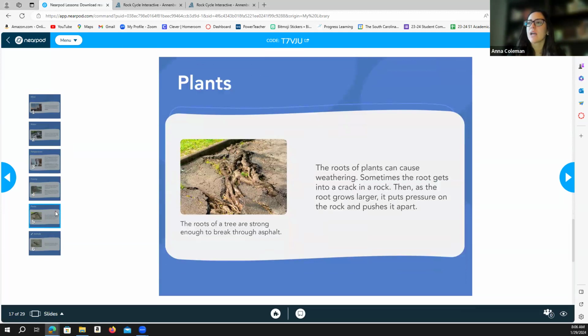Plants. How many of you guys have seen this? I have it in my driveway, and I actually have it some on my pathway walking down, where the roots of a tree are strong enough to break through asphalt. Well, if they can do that, they can break through rocks, right? So the roots of plants can cause weathering. Sometimes the roots get into a crack in a rock. Then as the root grows larger, it's going to put pressure on that rock and push it apart.